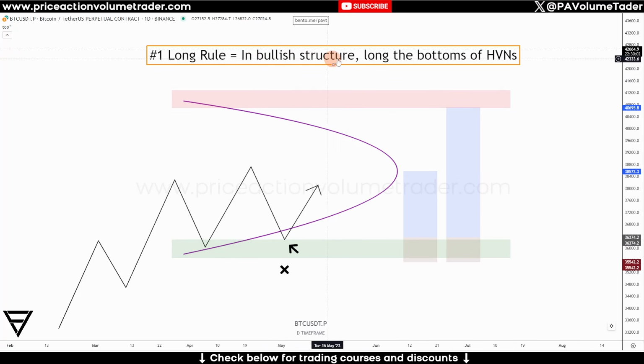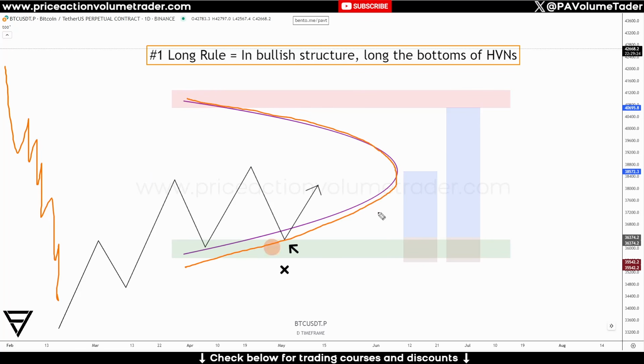In a bullish structure, meaning if we're in a bullish trend or an uptrend, you want to be longing the bottoms of the high volume nodes when price pulls back into them. So let's say we have a bunch of price activity on the left here. We apply a volume profile. Again, this can be on any time frame, even an intraday chart, like a low time frame chart for day trading. So we put in a profile, and we can see we have a high volume node here.